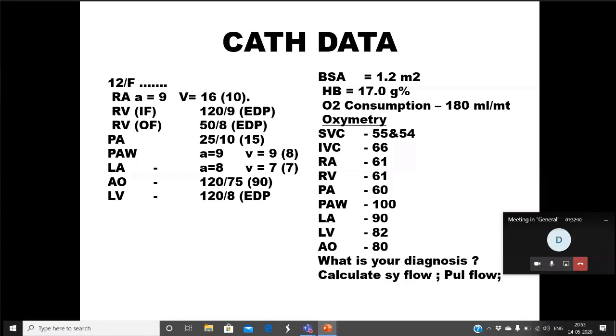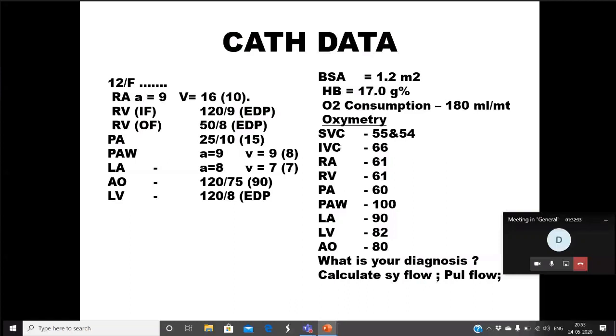Okay, right. Then what else? Sir, pulmonary artery 25. Sir, RV outflow pressure is 50 by 8. So there is a gradient between the RV inflow and RV outflow pressure. Very good. Yes.